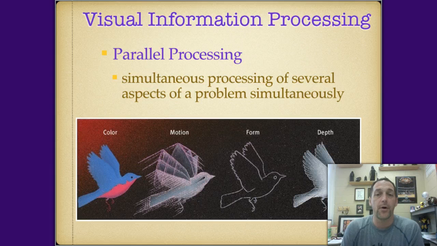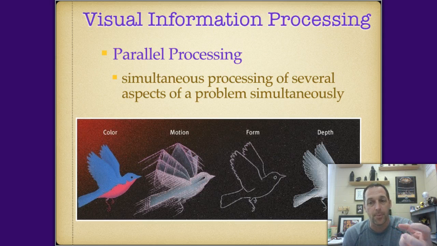And here, like the bird. When we see a bird, we don't first see color, then see motion, then see form of the bird, and then see depth. It all happens at one time, instantaneously. And that's what gives us the depth of the bird, the wholeness of the bird. So we enjoy, for instance, some people, bird watching. Okay?